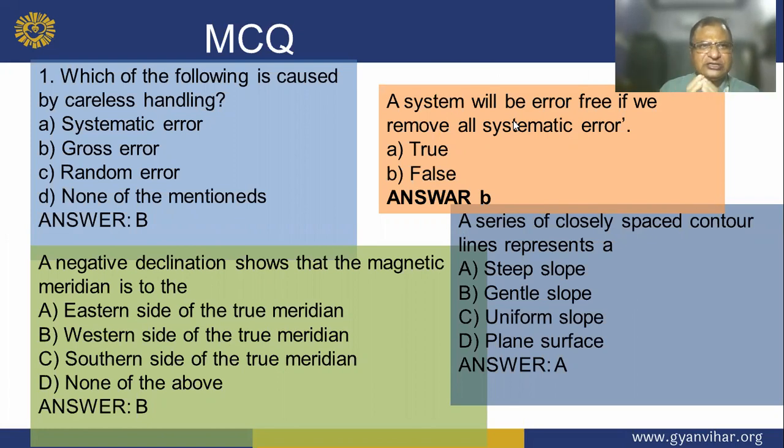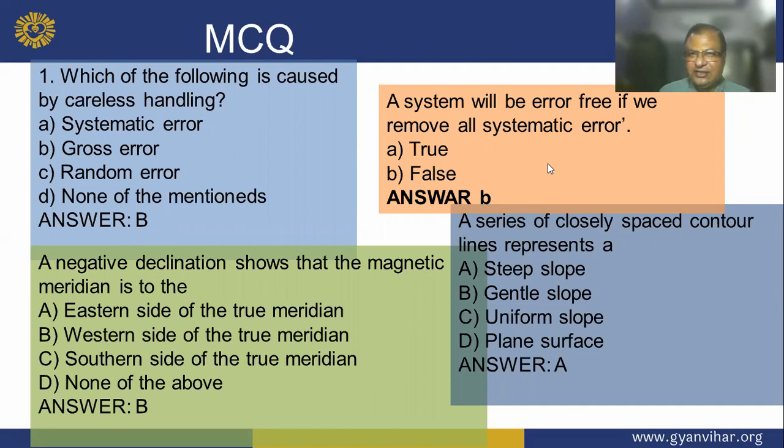Which of the following is caused by careless handling? Answer B, cross error. A system will be error free if you remove all systematic errors. True or false? Tell me, true or false? Answer B, it is false. Now a negative deflection shows the magnetic meridian to the star side. So what is the correct answer? Answer B, western side of the true meridian.